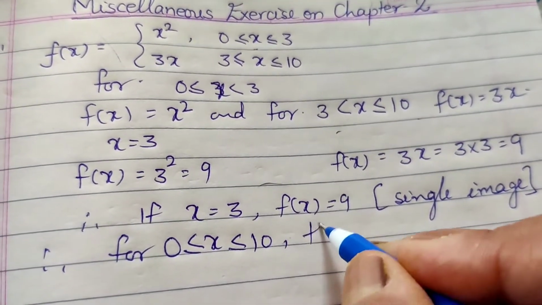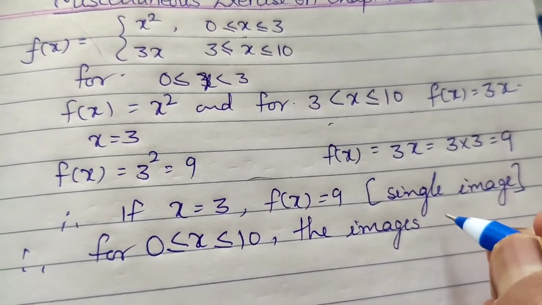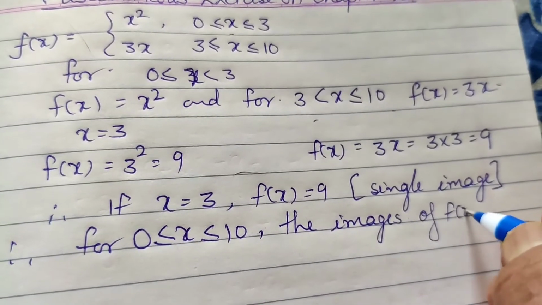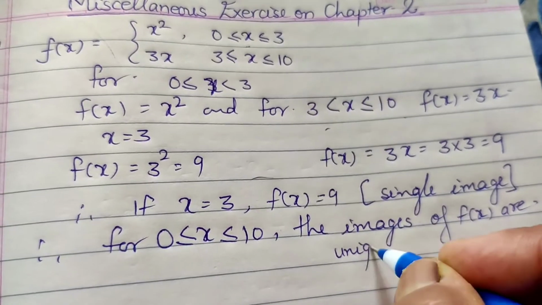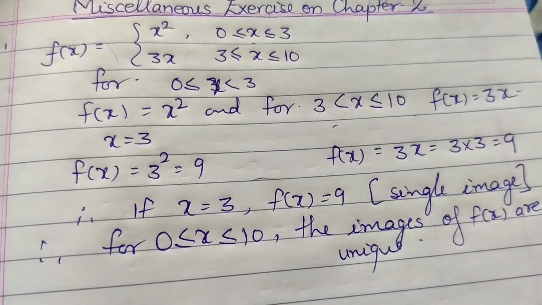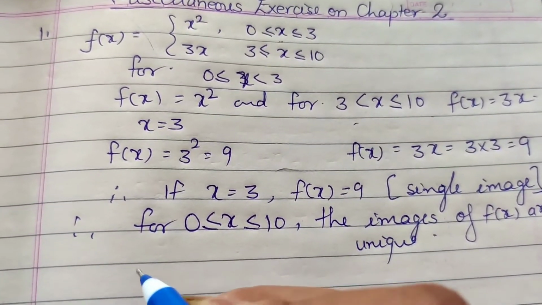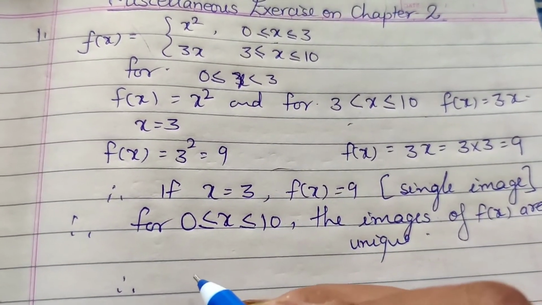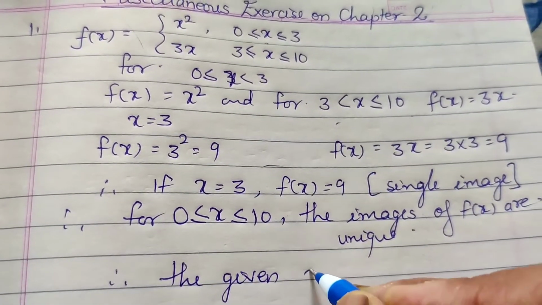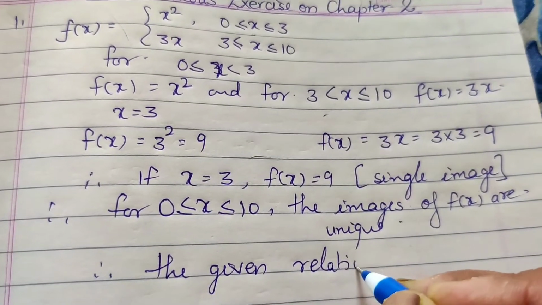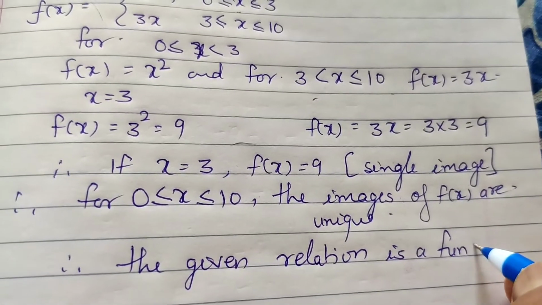The images of fx are unique. Unique means each number has its unique image. Therefore, the given relation is a function. Okay. Now for the second.